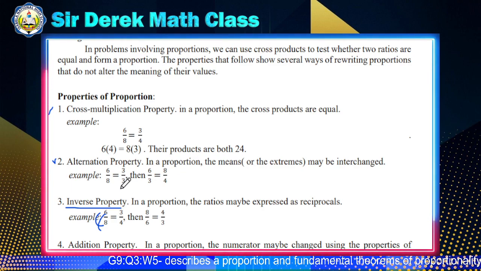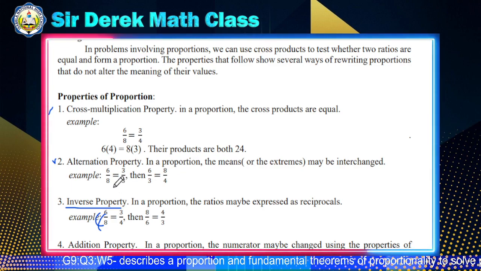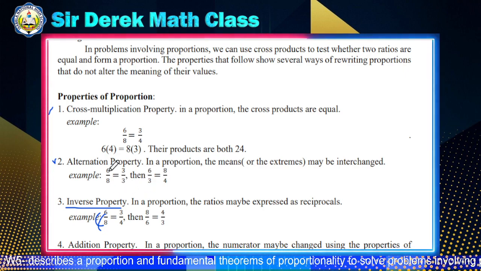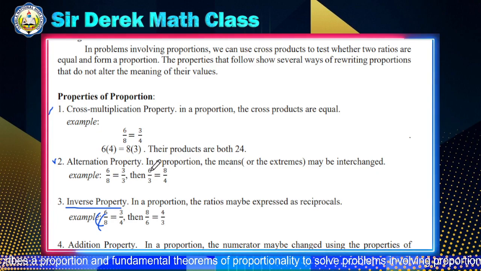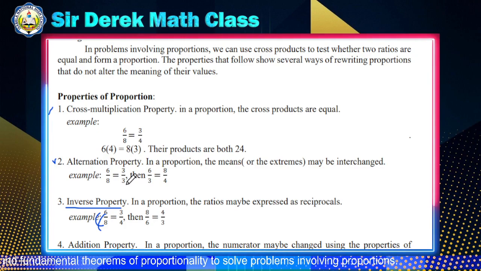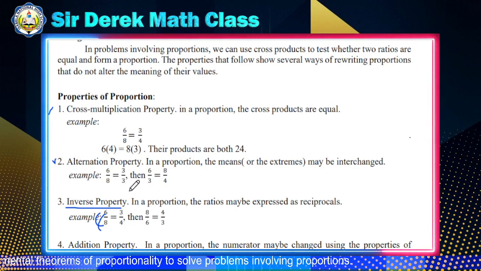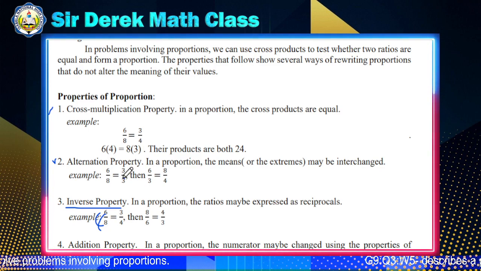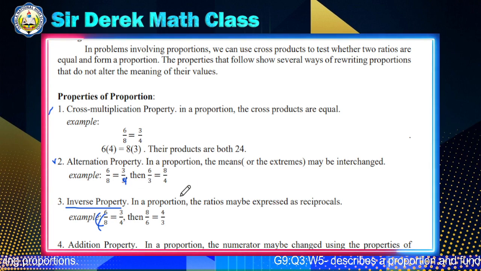But here, iba tong alternation. Sa alternation naman, titignan nyo dito. Okay, tignan nyo yung 6 at saka 3. Ginawa yung 6/3 and then 8/3. Maybe there's something wrong in the given, no? But this is not alternation. 6/3. Maybe this is 4. Maybe typo error ito. Sa alternation, dito sa inverse kasi baka malito kayo.